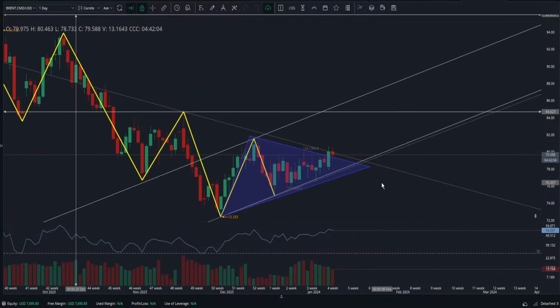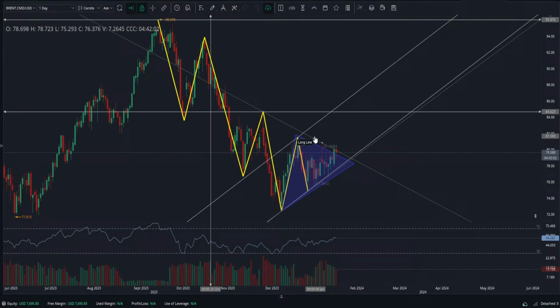Brent, like I said, yes, the price has gone higher, but it may get rejected from this trend line, or even if the price goes higher from here, it may get rejected from this 84.62. So keep an eye on these two levels, but do not buy this market right now. It's not worth buying.